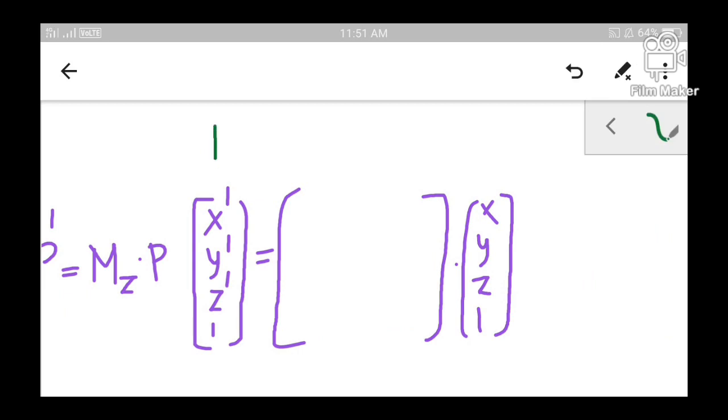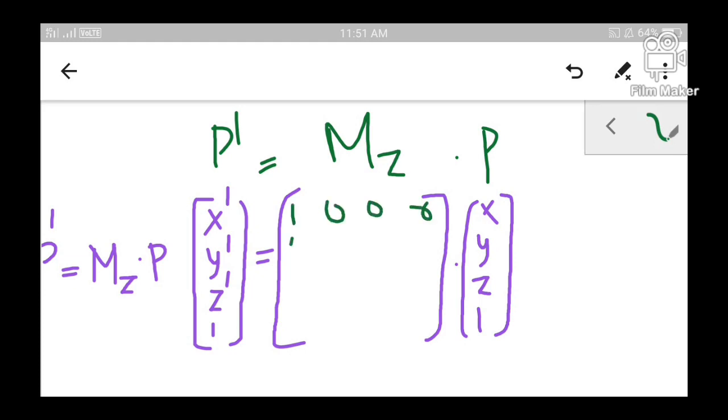As I already told you, this column matrix represents matrix for p dash and this represents the matrix for p. What I wish to write is matrix for mz, reflection about z-axis. Now since this is a reflection about z-axis, what is the change do I wish to observe? Only the z changes to negative. There is no change in other two parameters. So again I am going to write a square matrix, which is a unit matrix. So let me write it: 1 0 0 0, 0 1 0 0, 0 0 1 0, 0 0 0 1.